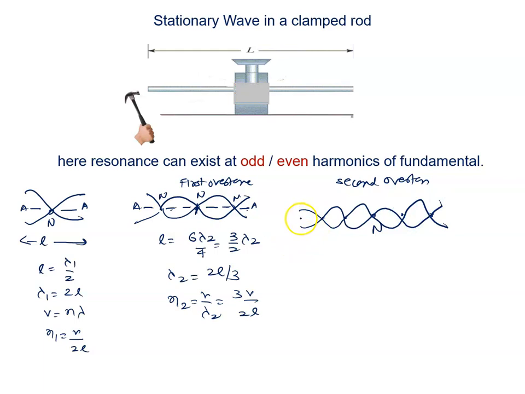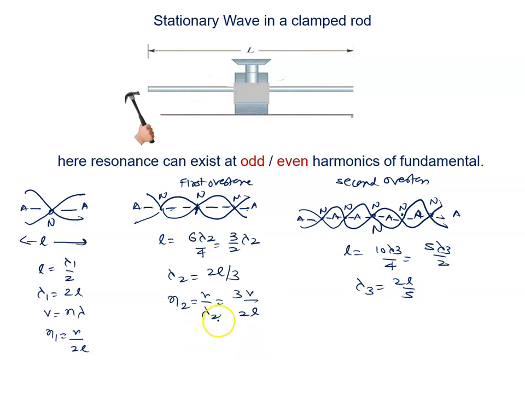Now, the distance between one antinode and node, we all know, is lambda by 4. So this is node, this is antinode, this is node, this is antinode, and so on. So this is 1, 2, 3, 4, 5, 6, 7, 8, 9, 10. It means we can say the distance L is given by 10 lambda 3 by 4, or it can be written as 5 lambda 3 by 2. So what is the value of lambda 3? Lambda 3 is 2L upon 5.